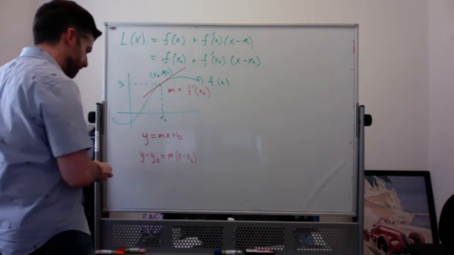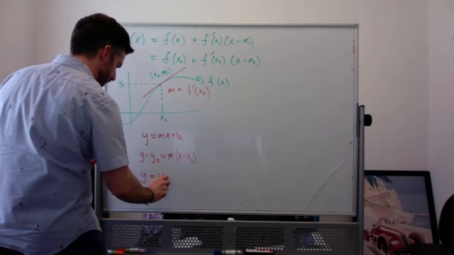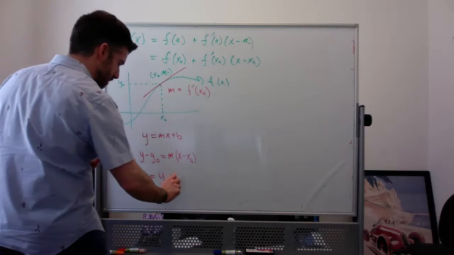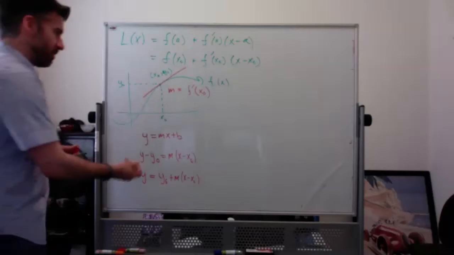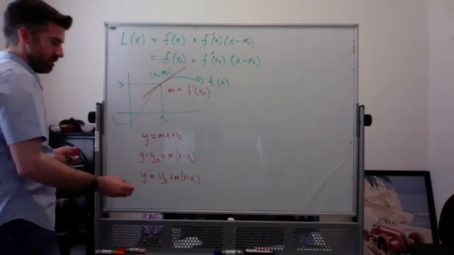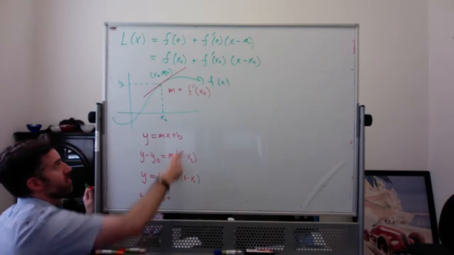So we get y equal to y naught, adding y naught to both sides, plus m times x minus x naught. And then we can replace y naught with f of x naught. So I've got y equal to y naught plus m, which is the derivative.